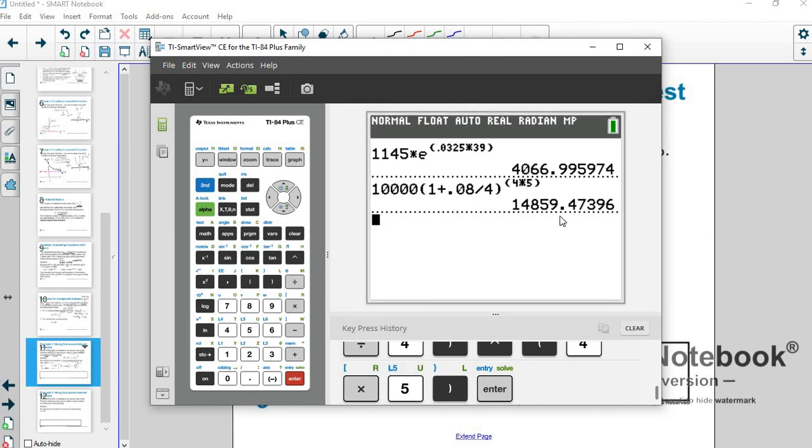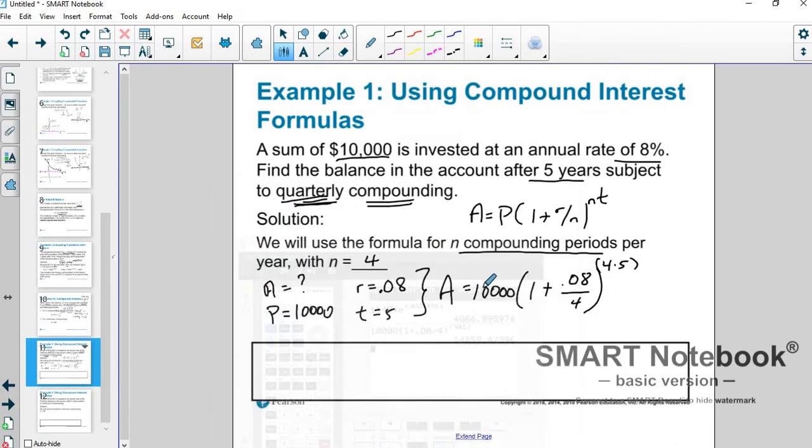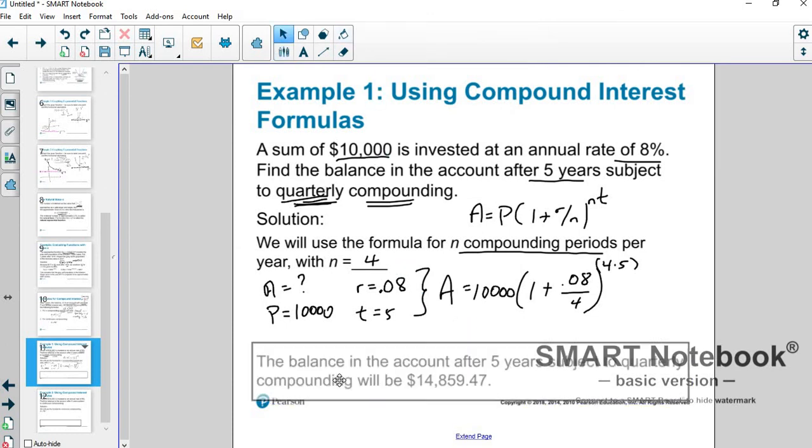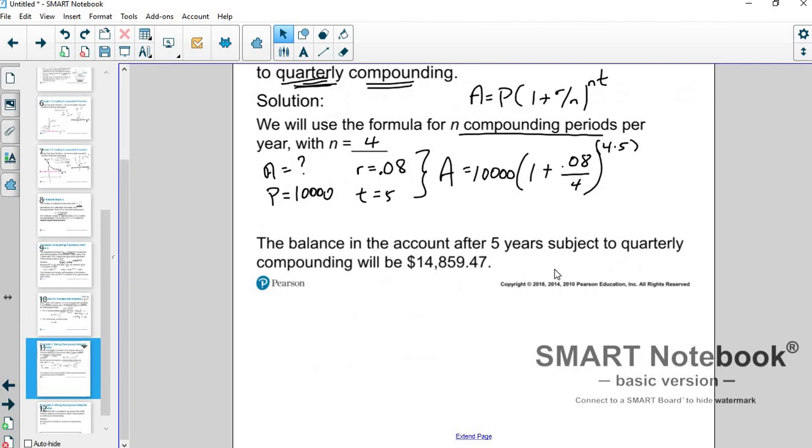14,859. And this time we are going to report decimal places. How many? Well, we're going to report 2 because we're doing cents. We're doing money. And so 14,859.47 is the final answer. Okay. So after 5 years, subject to quarterly compounding, your balance will be 14,859.47. Make sure you read the problem correctly and very carefully. It may say round to the nearest dollar, for example, then you have to round to the nearest dollar. Okay, but other than that, it's pretty straightforward.